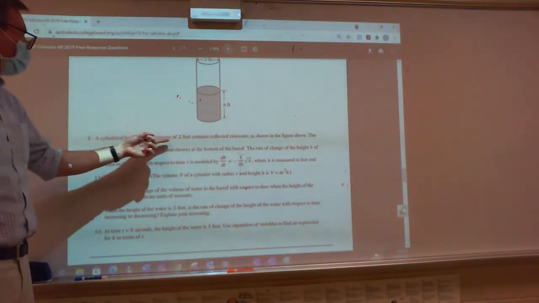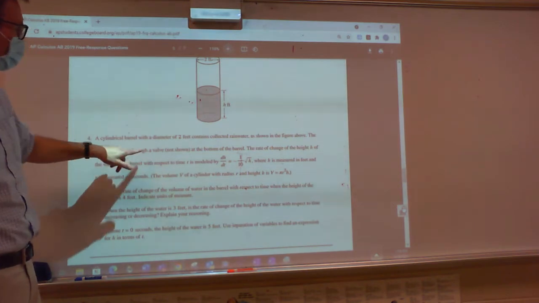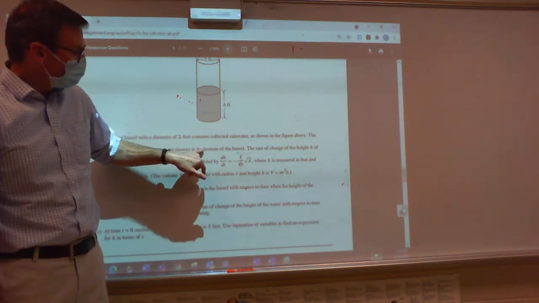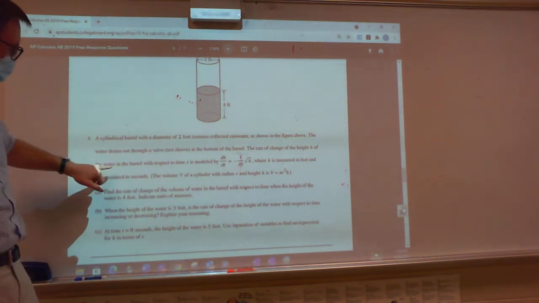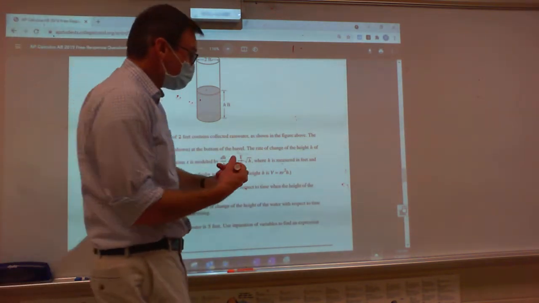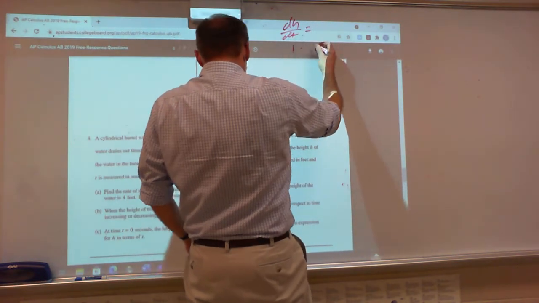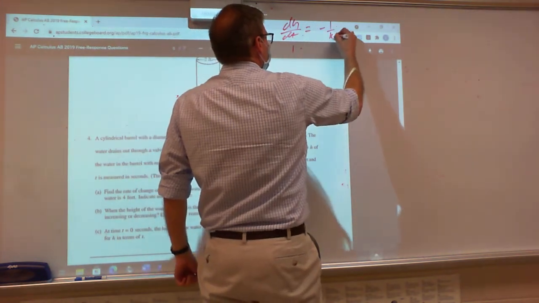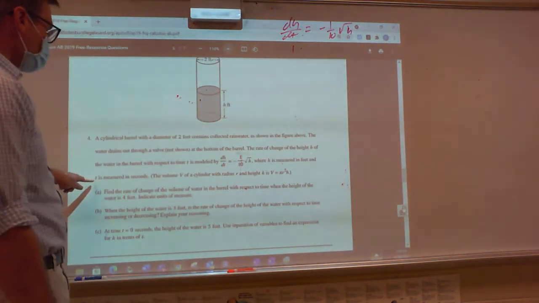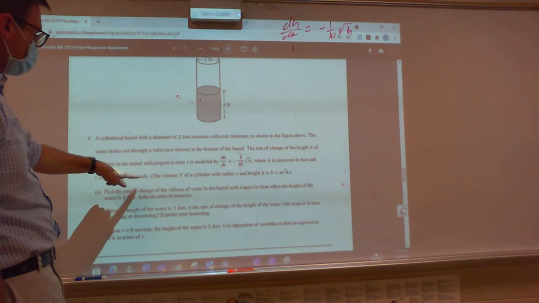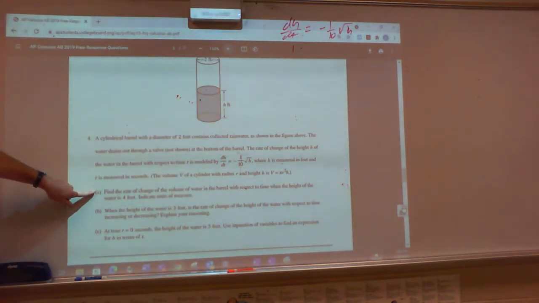says a cylindrical barrel with diameter 2 feet contains collected rainwater as shown in the figure above. Water drains out through the valve not shown at the bottom. The rate of change of the water with respect to time is given by this. So they give me dH/dt is equal to negative 1/10 square root of h, where h is measured in feet and t is measured in seconds. They give us the volume. All right. Part A isn't so bad.